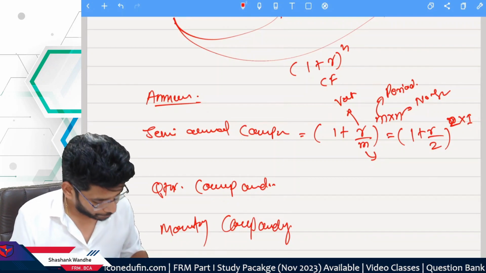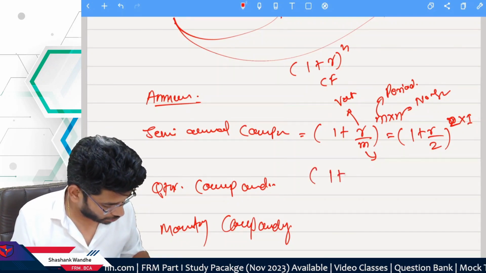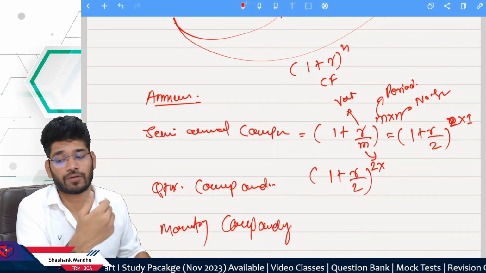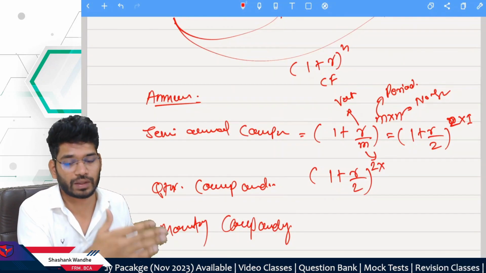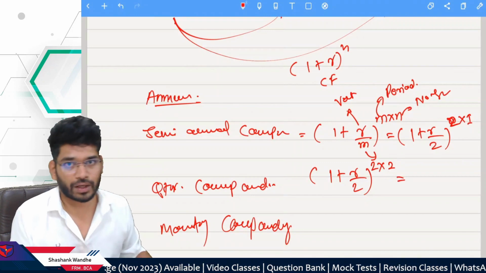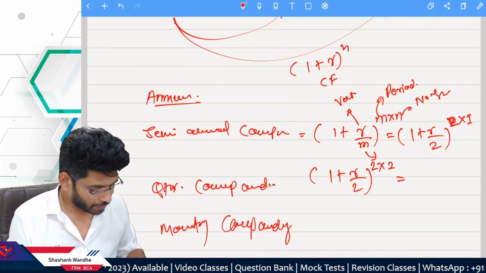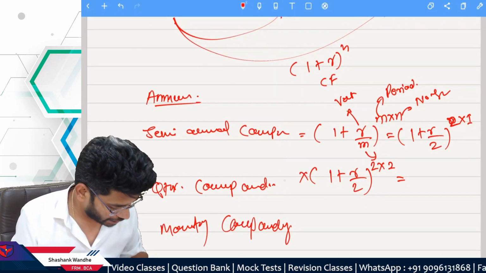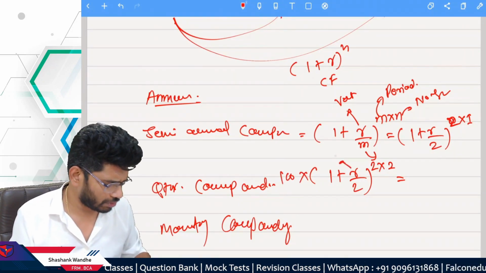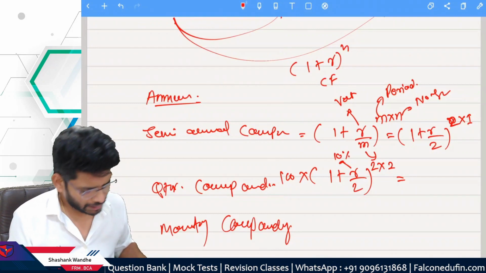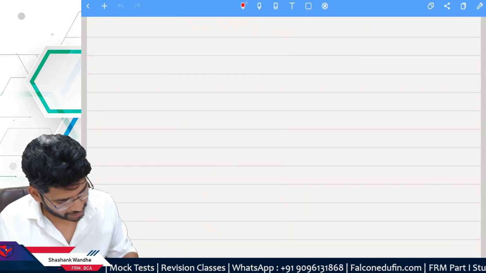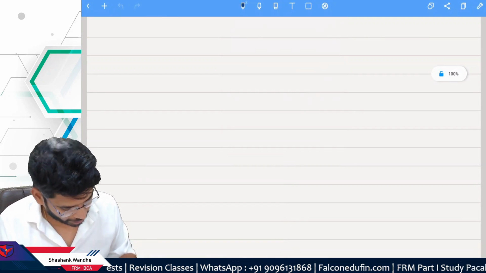If we have to do the calculation for say 2 years, then 2 multiplied by 2. The first 2 is for the periodicity, the second 2 is for the total number of years. So if you have to calculate the future value, assuming the present value is 100, simply multiply 100 with this, and assume 10%. And we can easily do the calculation. Let's see how to do the calculation in this particular case.